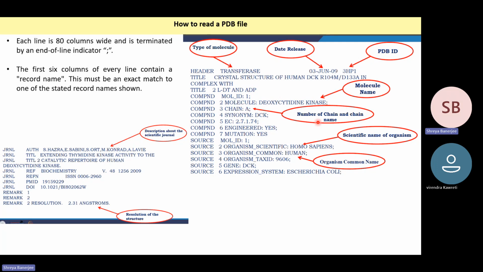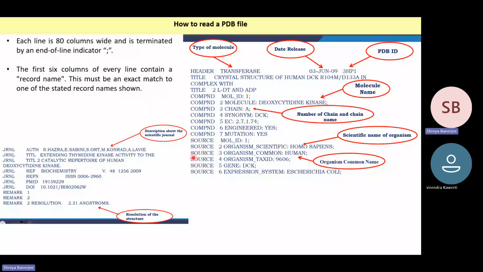So this is also specified. And in the top with the header, the date of release is written. That is when this crystal structure was deposited in the PDB, and the PDB ID is also written. In a PDB file, if there is a spelling mistake in this column, then the PDB file will show an error when you are trying to open it in any visualization software.